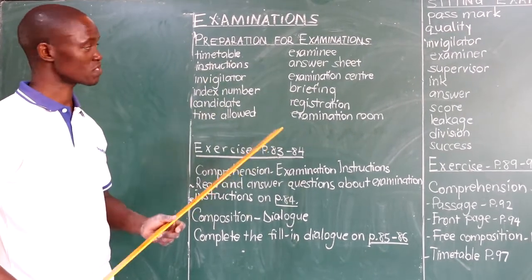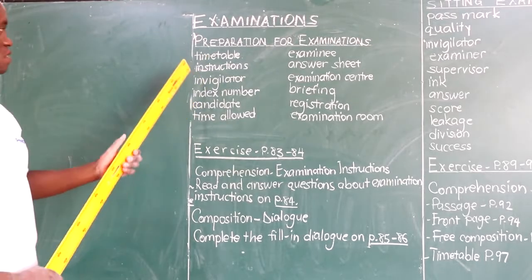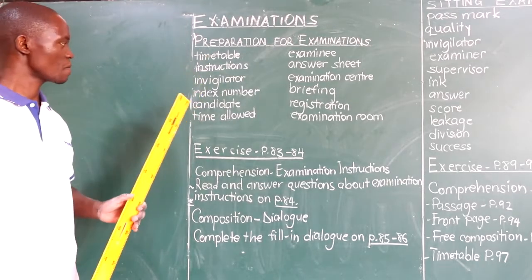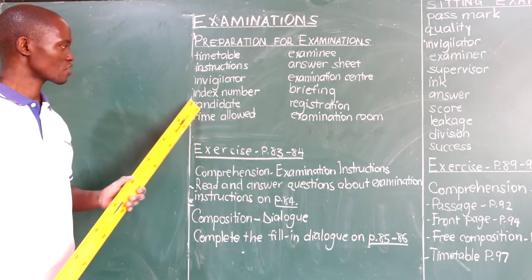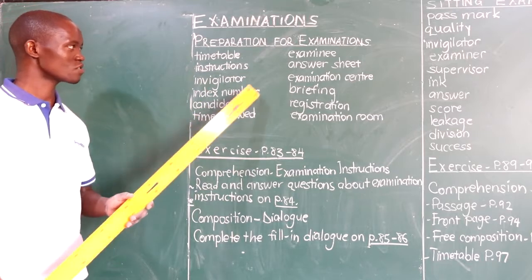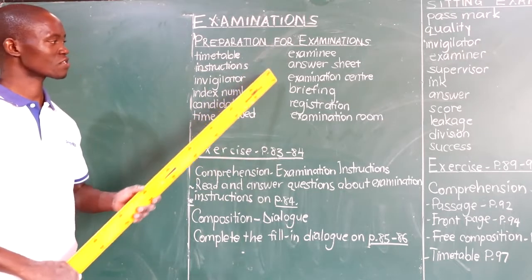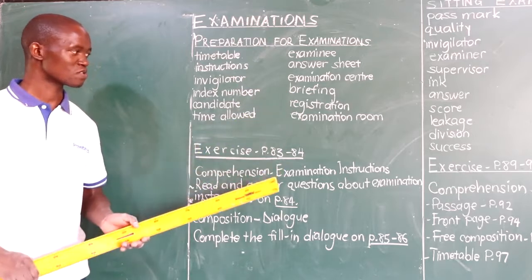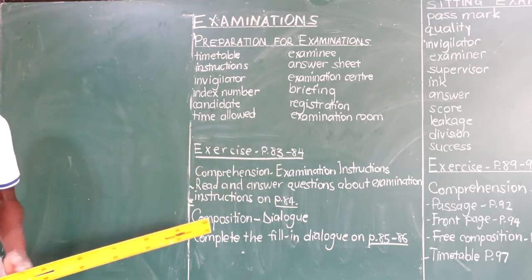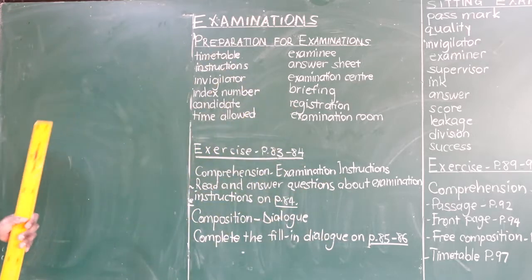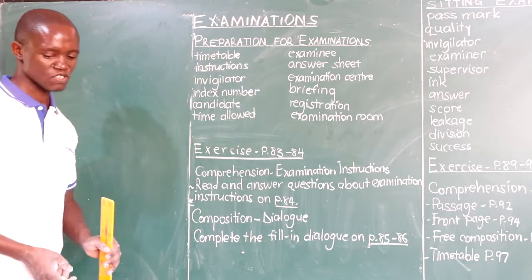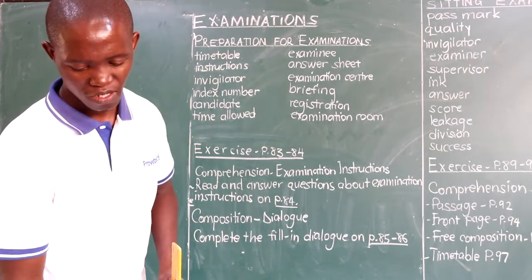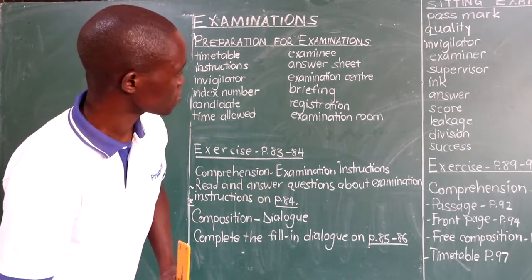Let's go through the list once again. Timetable, instructions, invigilator, index number, candidate, time allowed, examinee, answer sheet, examination center, briefing, registration, and examination room. The words appear like that. They are well defined in our workbooks.